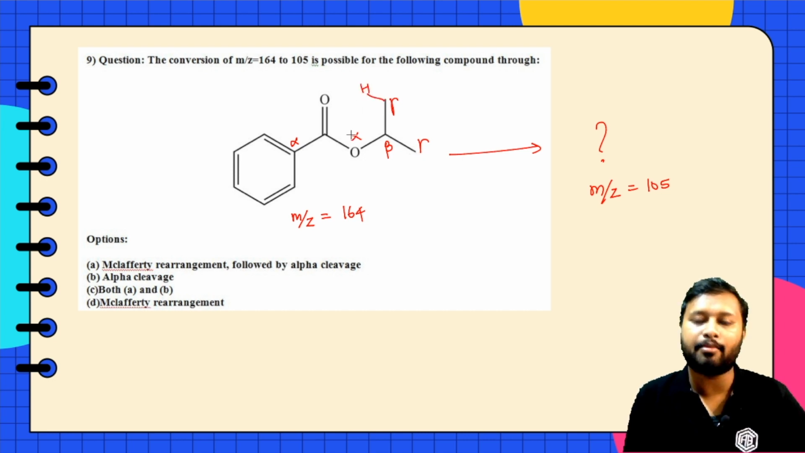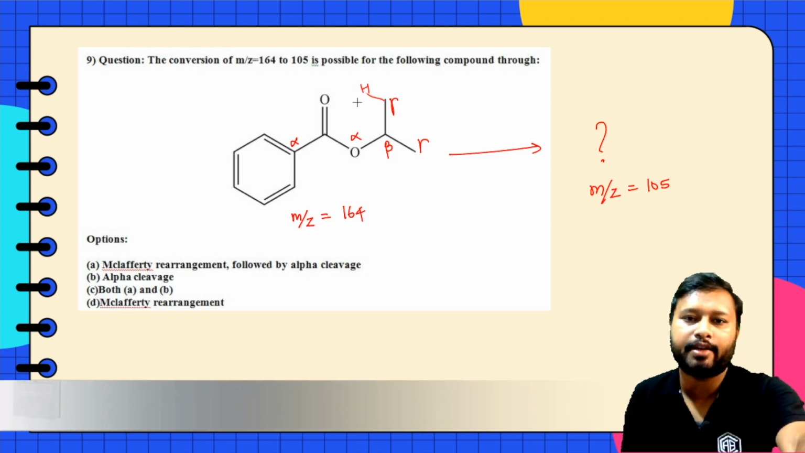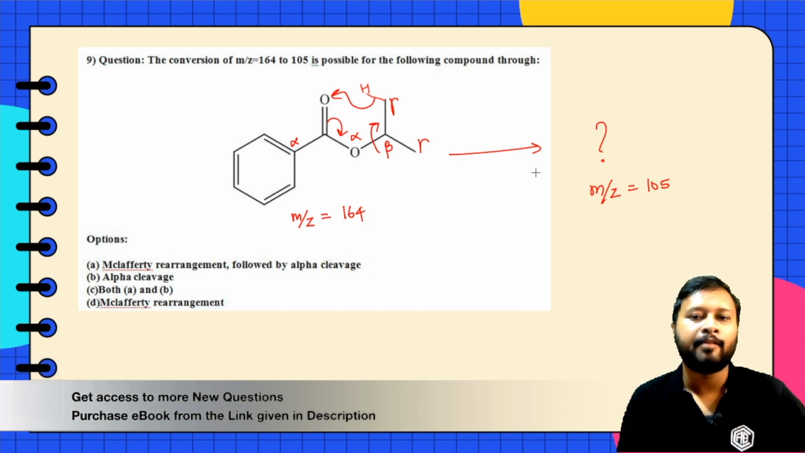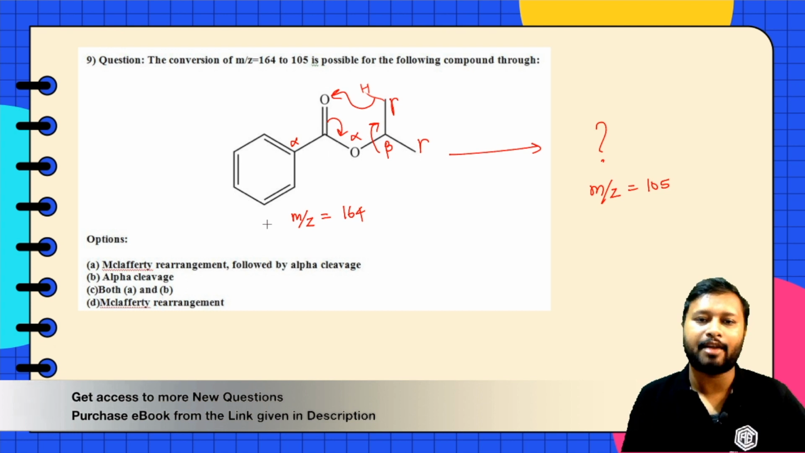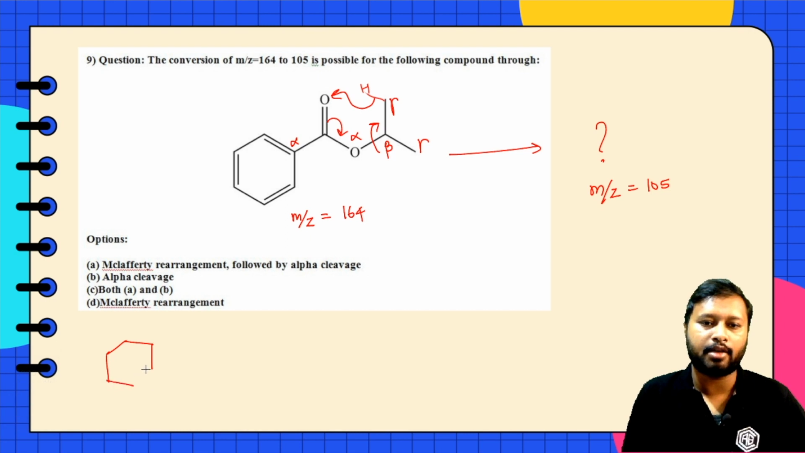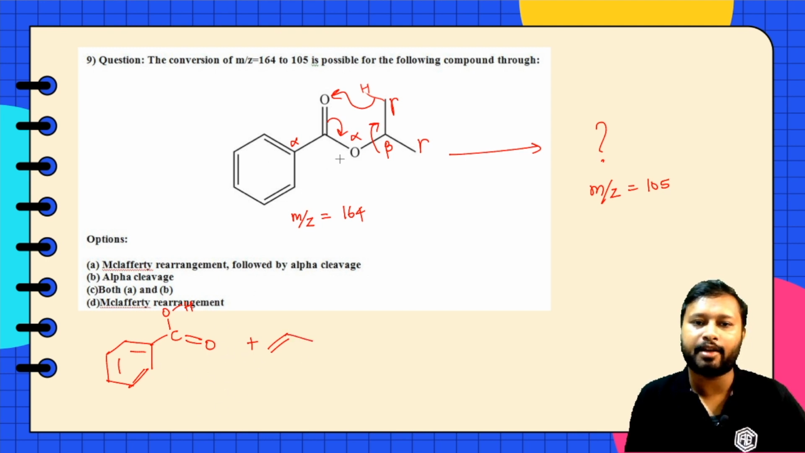Now whenever you have gamma hydrogen, you all know that there is a possibility of McLafferty rearrangement, and that can happen over here. Due to that, this molecule can be broken up, or it can undergo McLafferty rearrangement. If you consider drawing the mechanism for that, you can think of it like this. After this, there will be a double bond to O, and along with it you are going to have this. So this is what we are expecting, and this is what happens after McLafferty rearrangement.